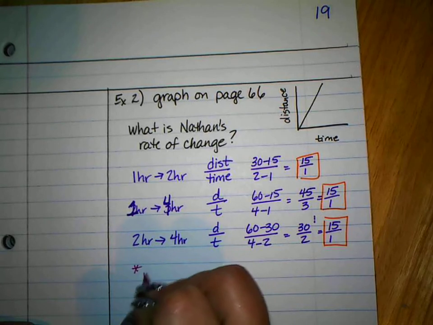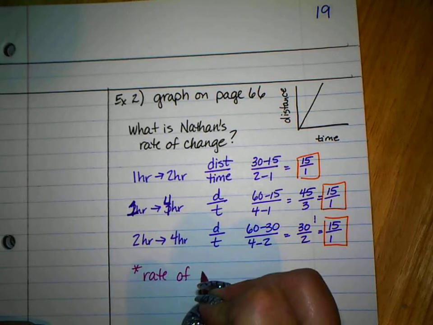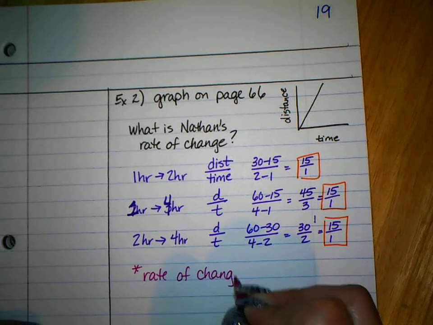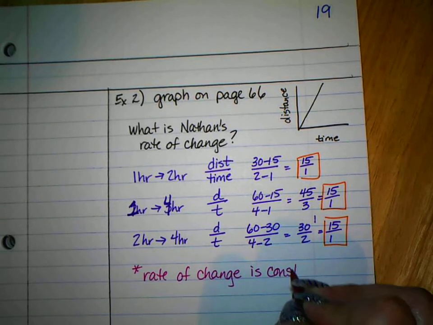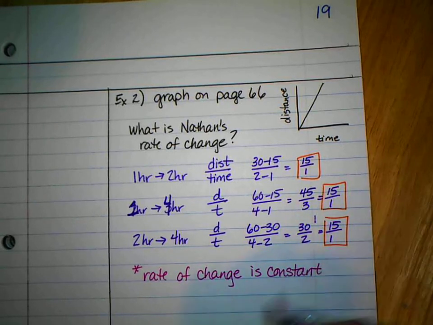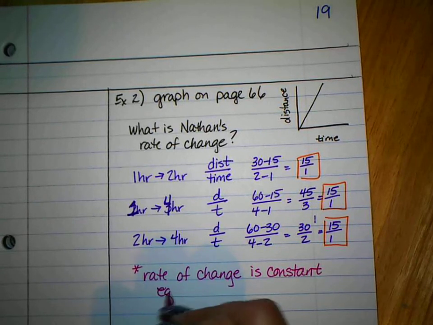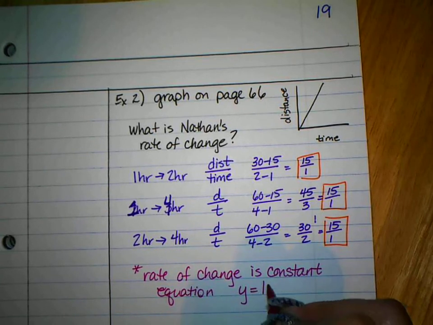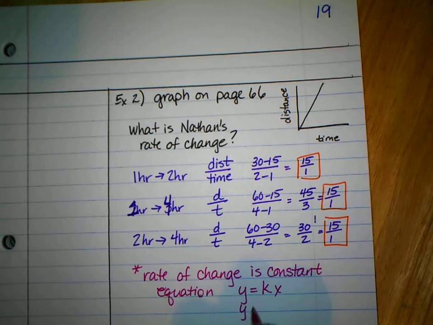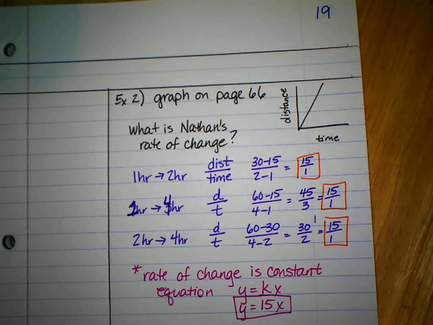So my rate of change is constant. And the equation would then be y equals kx, in this case 15 over 1, or 15. That's my equation for Nathan's rate of change. Now this leads us into slope.